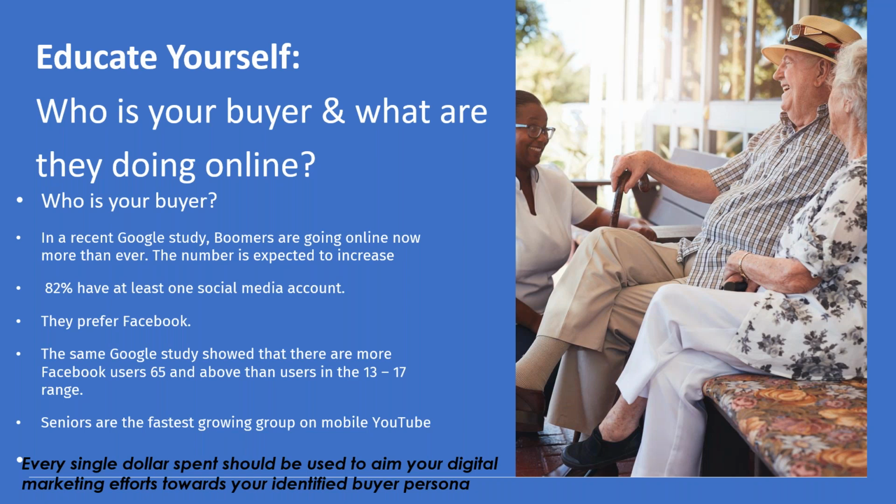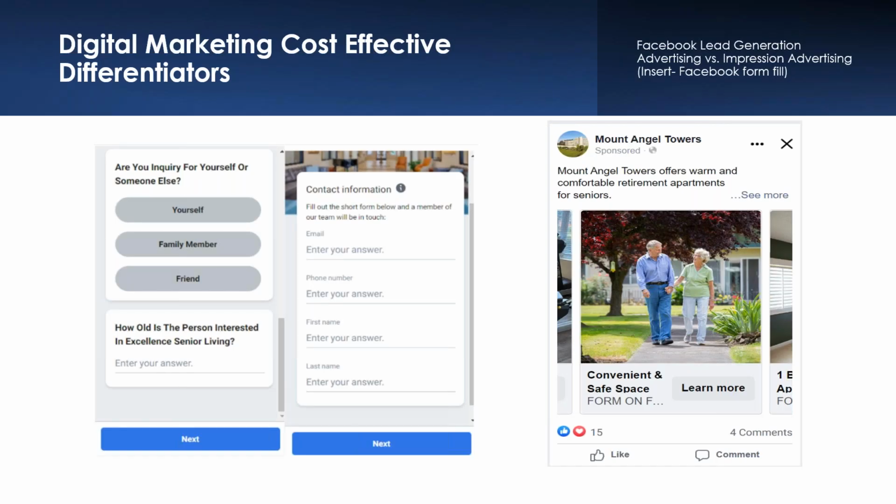82% have at least one social media account. They do prefer Facebook. This was really interesting too. Seniors are the fastest growing group on mobile YouTube. So isn't that really interesting? So that is definitely changing. I know when I was in senior living, mobile YouTube didn't even, I know I'm dating myself, but didn't even exist. And so they are going on, they are watching the videos. And every single dollar spent should be used to aim your digital marketing efforts toward your identified buyer persona. Make sure you know who that person is and where they're going.